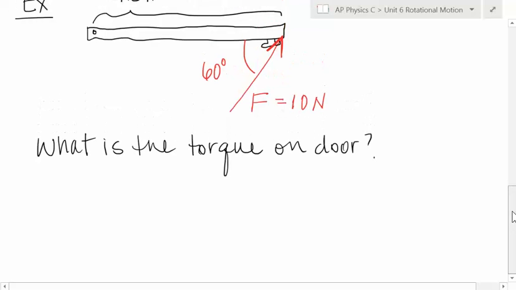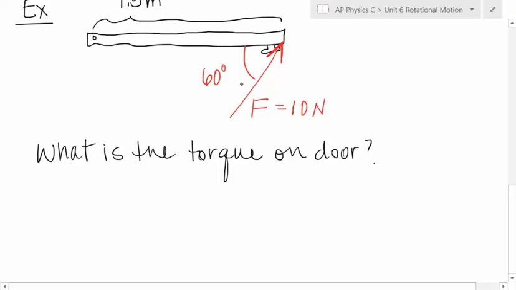So this force right here is not perpendicular, but it has a component. When you push on the door, you're pushing towards the door with that blue arrow that I've drawn, and along the door. And the force that's along the door is the parallel to the door component, and this force that's perpendicular to the door is the perpendicular to the door force.